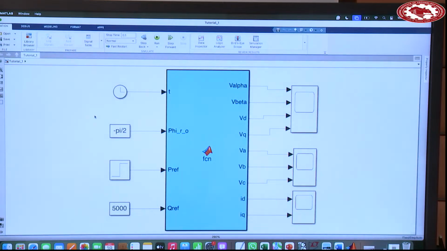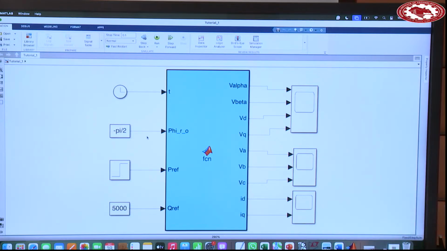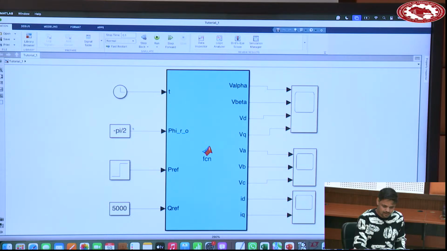In tutorial 1, I have taken the initial position of the reference frame as an input. Here you can control that position, whether it is to be placed at 0, pi by 2, minus pi by 2, whatever it is. So it is taken here only.